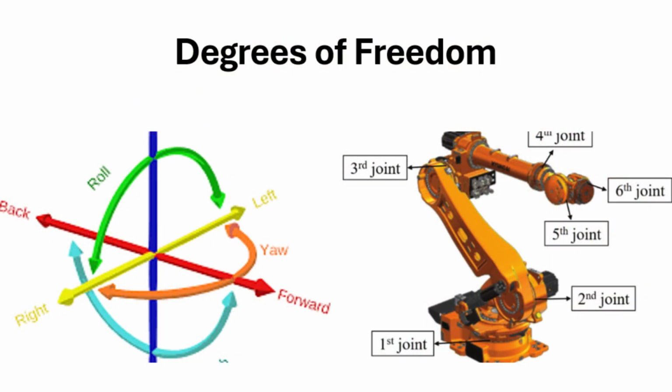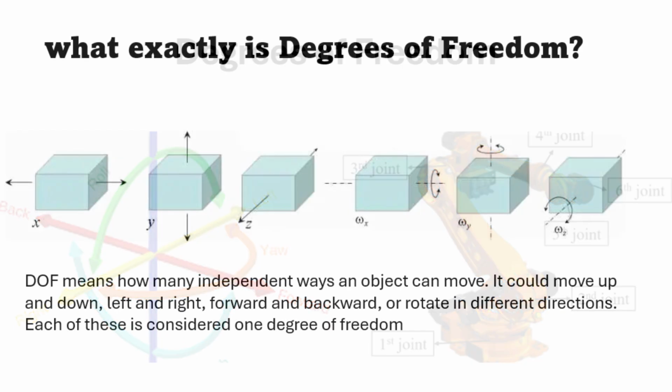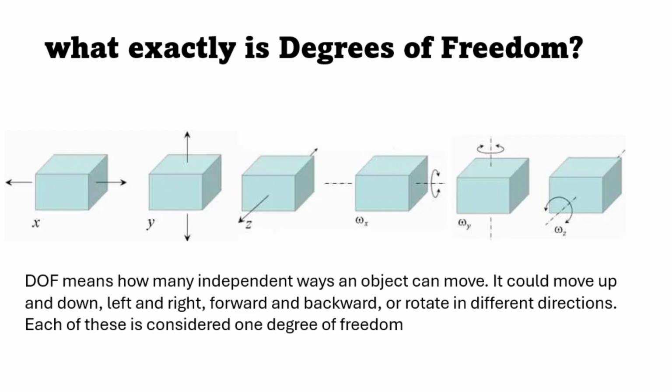Today, let's talk about a very cool and important topic, degrees of freedom, also known as DOF. Sounds technical? Don't worry, I'll make it super easy for you. So, what exactly is degrees of freedom? In simple words, DOF means how many independent ways an object can move. It could move up and down, left and right, forward and backward, or rotate in different directions. Each of these is considered one degree of freedom.